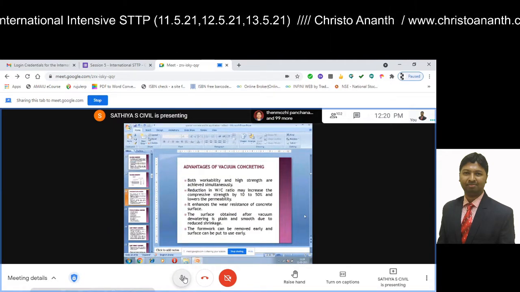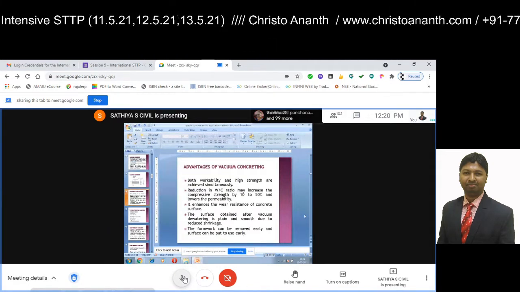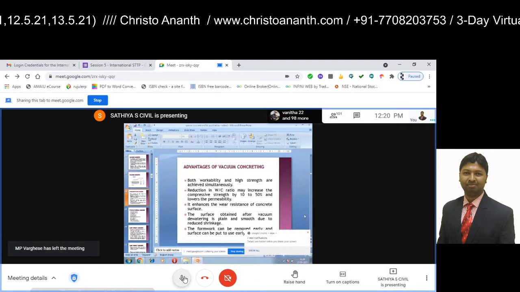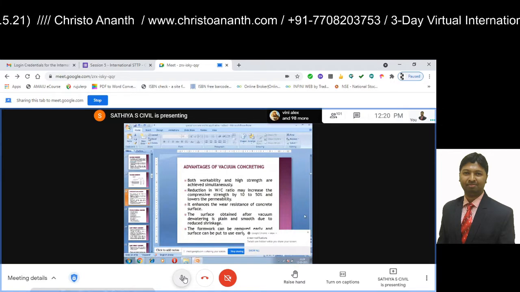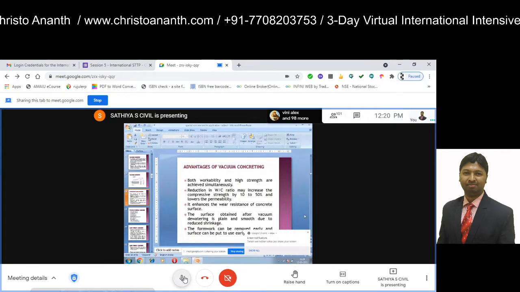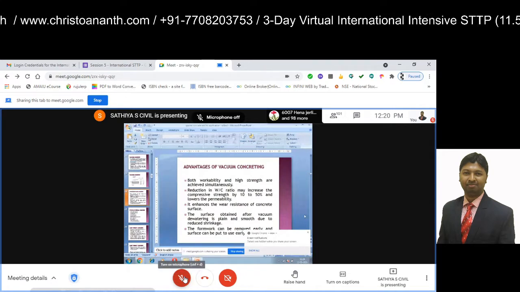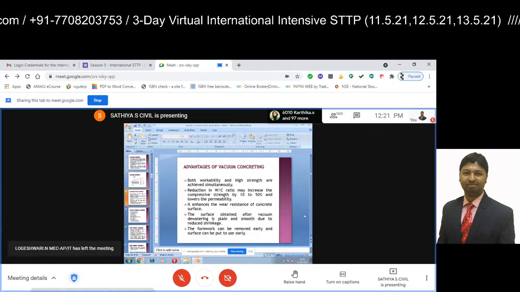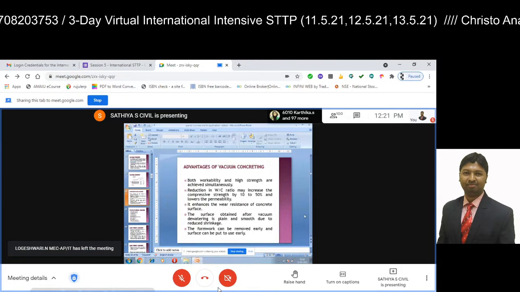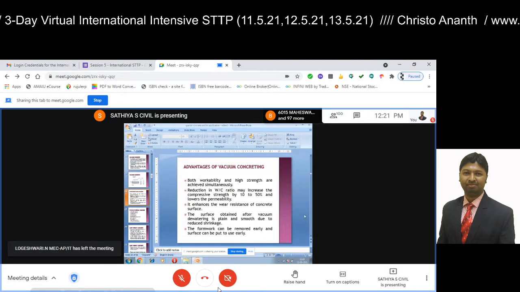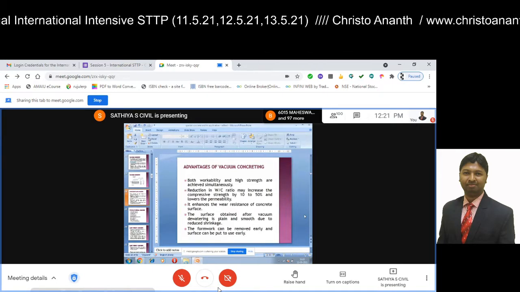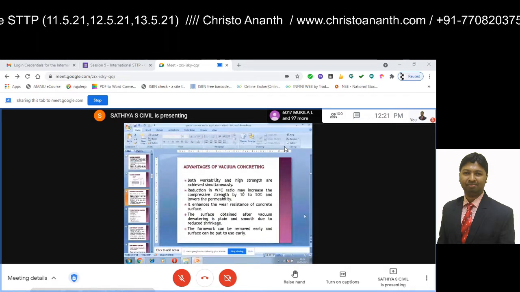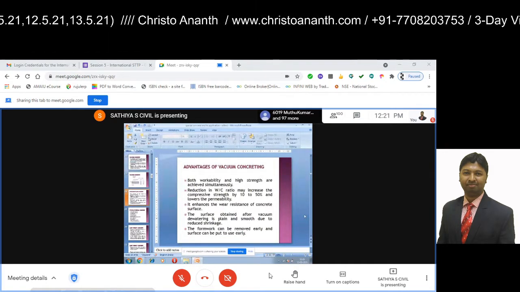Then reduction in water cement ratio may increase the compressive strength by 10 to 50% and lowers the permeability. It enhances the wear resistance of the concrete surface. The surface obtained after vacuum dewatering is clean and smooth due to reduced shrinkage. The formwork can be removed early and the surface can be put to use early. That means the concrete will harden easily within a short span of time.